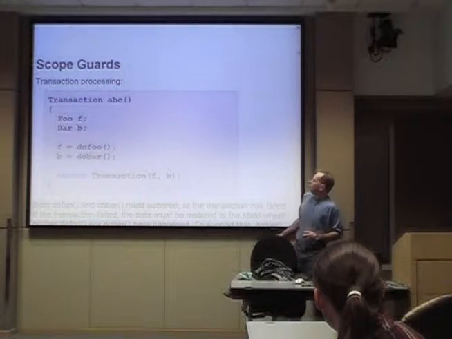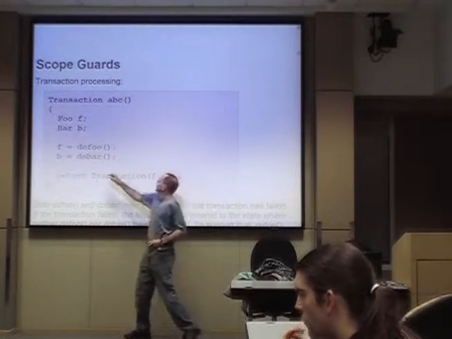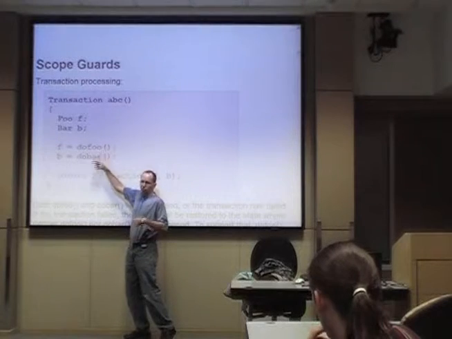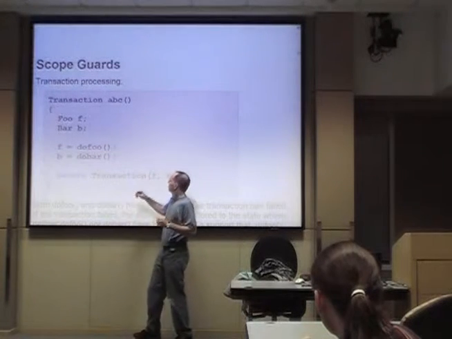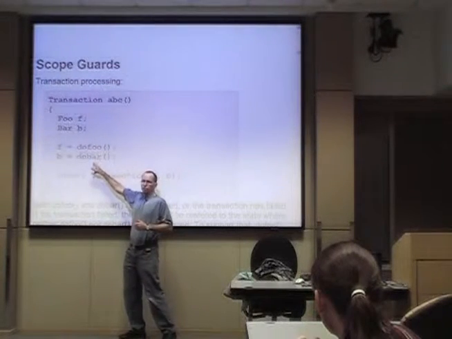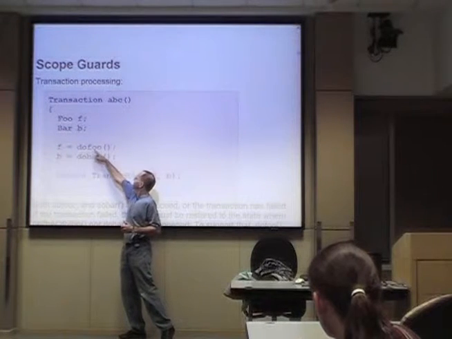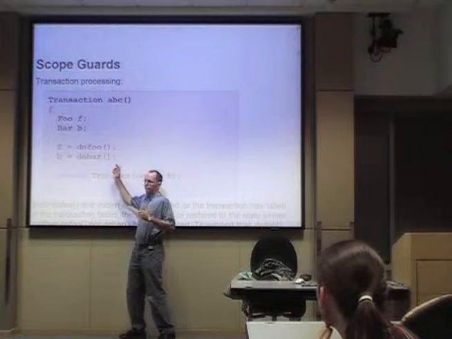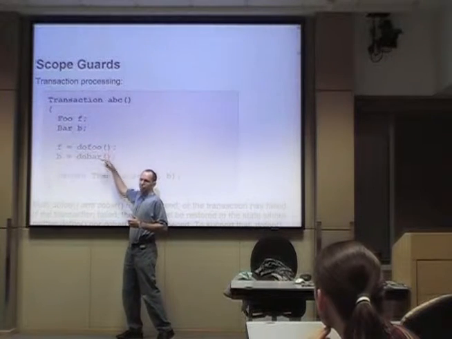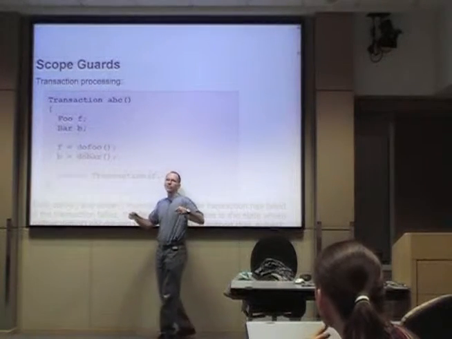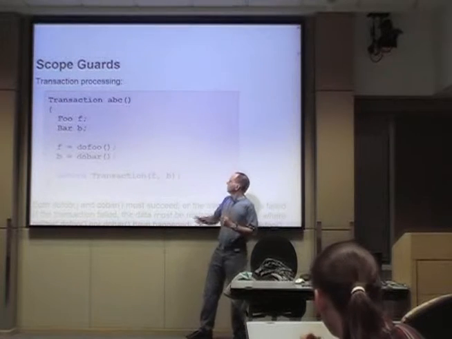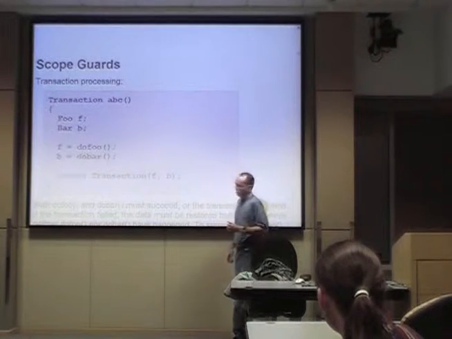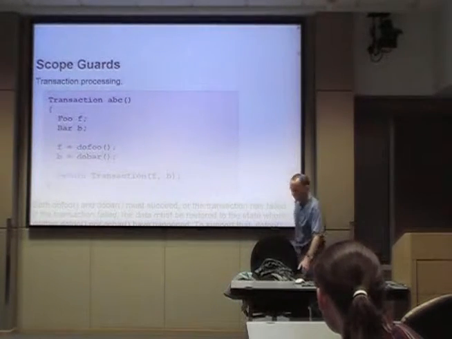Okay? So if do foo throws an exception, I'm okay, nothing happens. If do bar throws an exception, somehow I've got to unwind do foo because I can't have one of these succeed and not the other. They have to either both succeed or neither of them succeed. And this is fundamental to transaction processing.